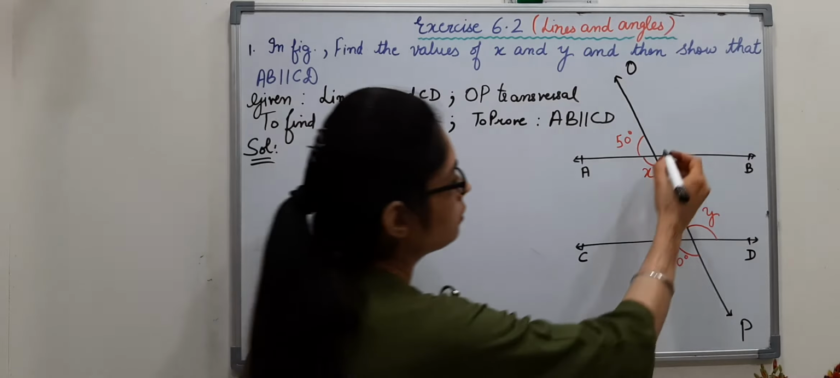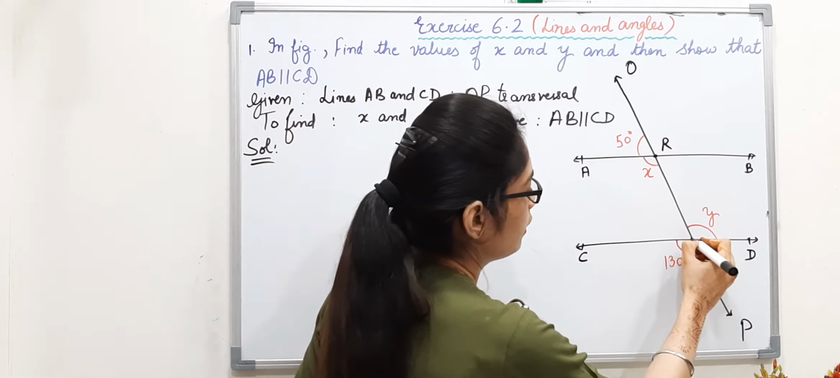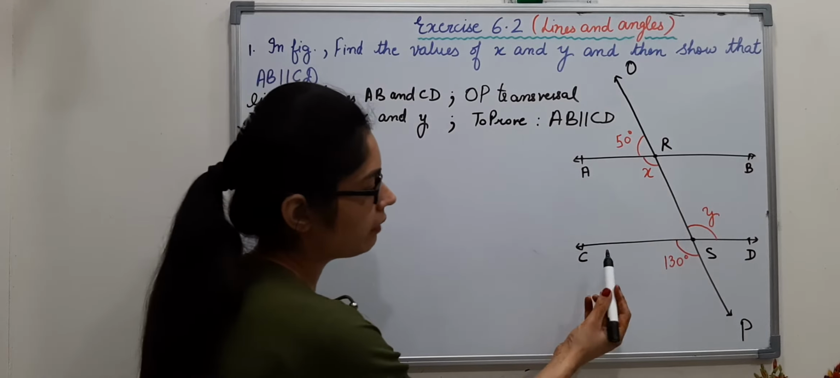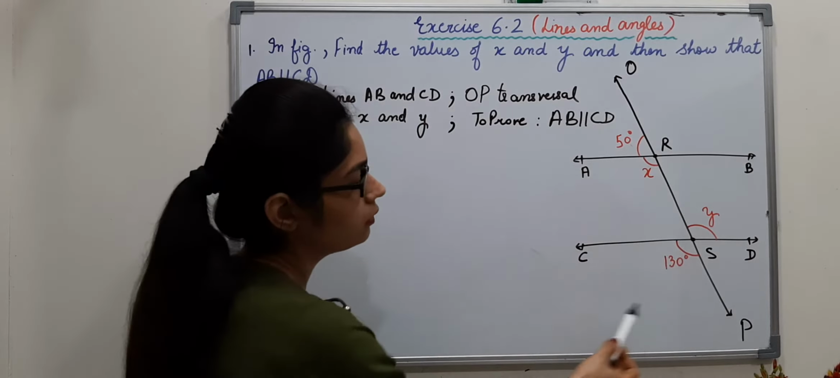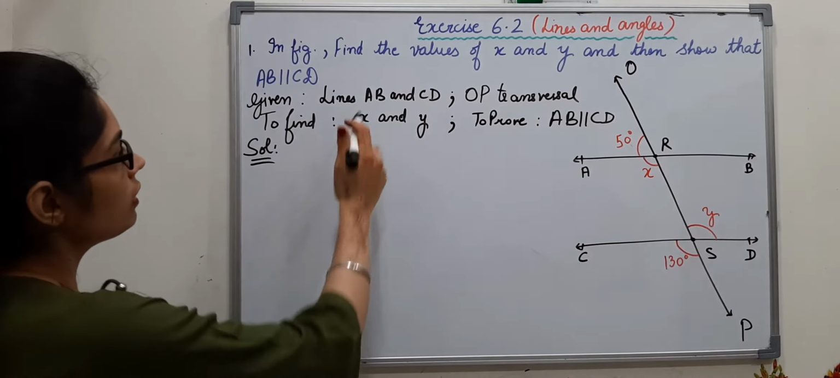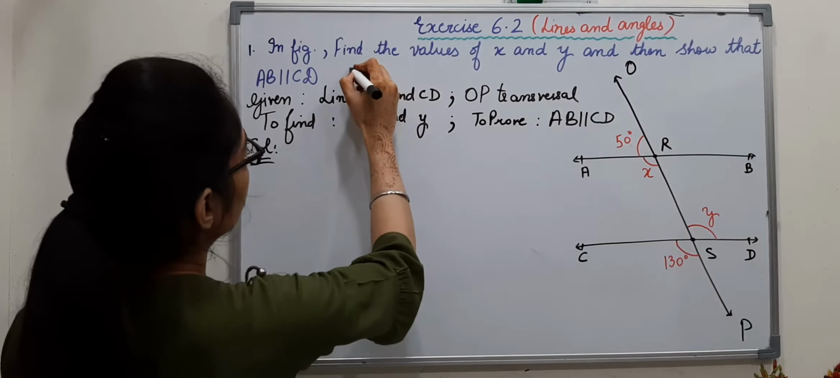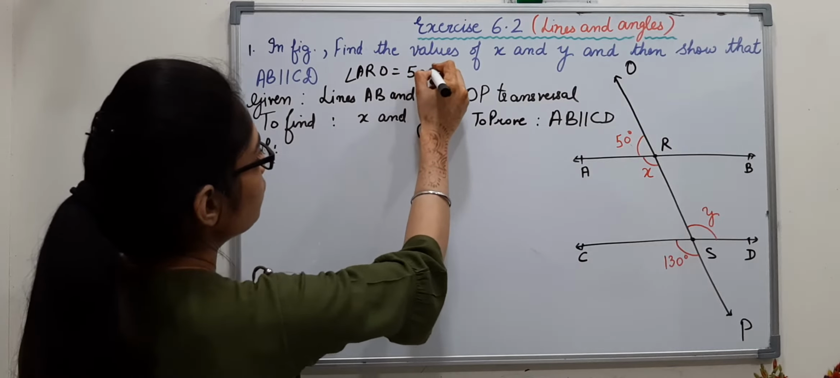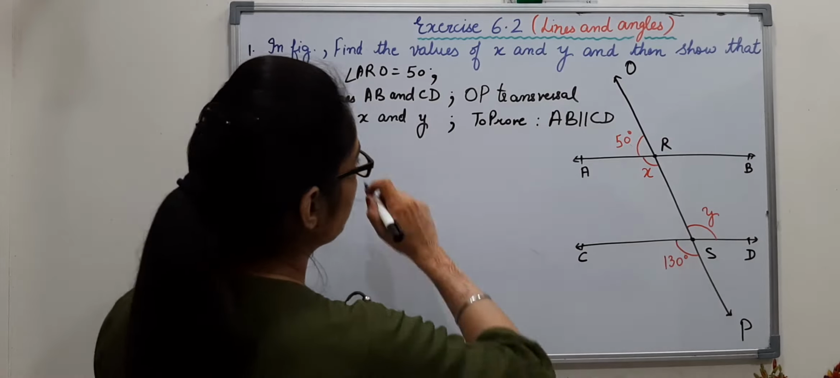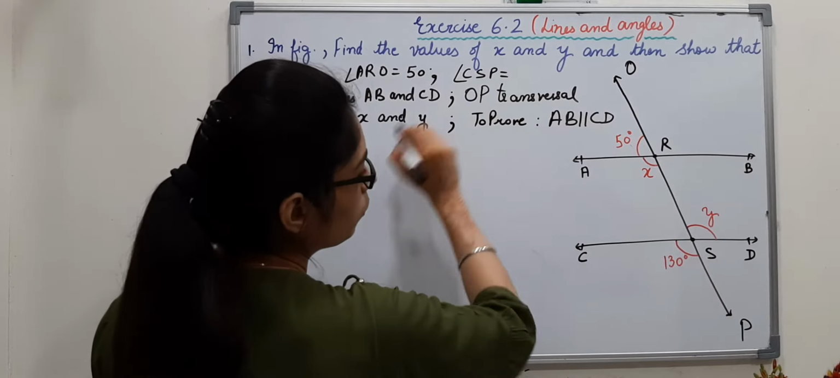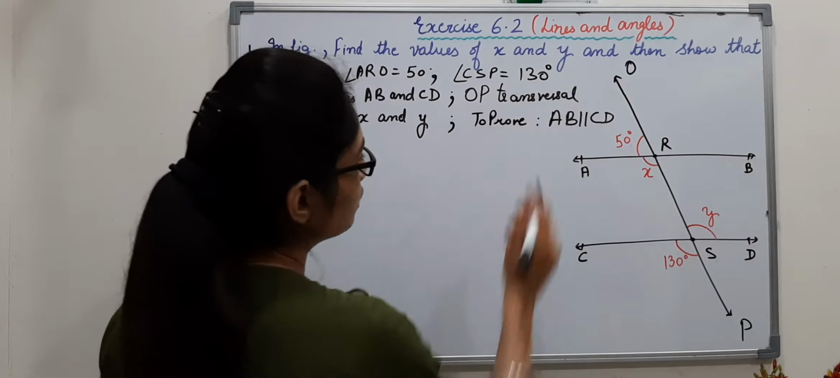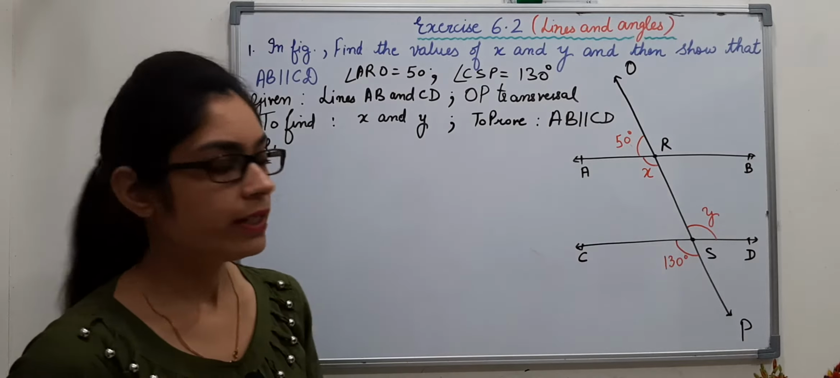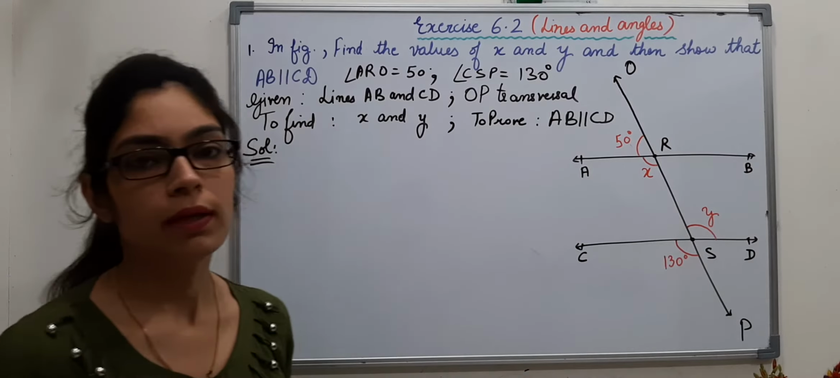So here let's name these 2 points as R and S. So in this figure we can see we have these two angles whose values are given. So in given we can mention this thing also, angle ARO is equal to 50 degree and angle CSP is equal to 130 degree, because these two angles are given to us.